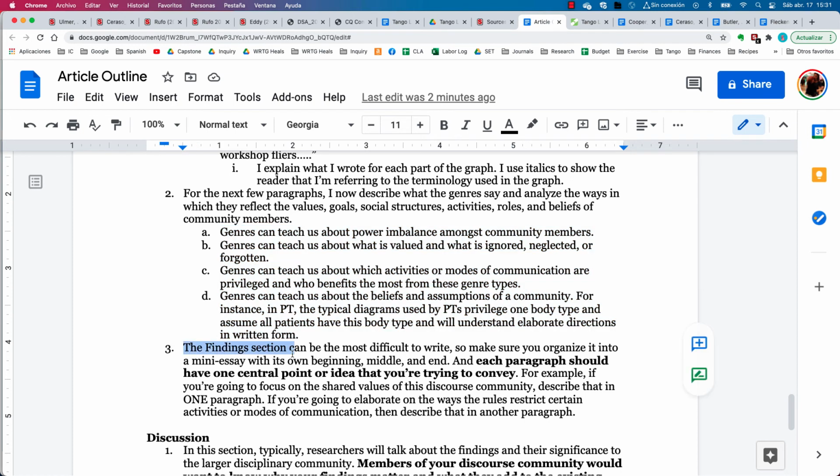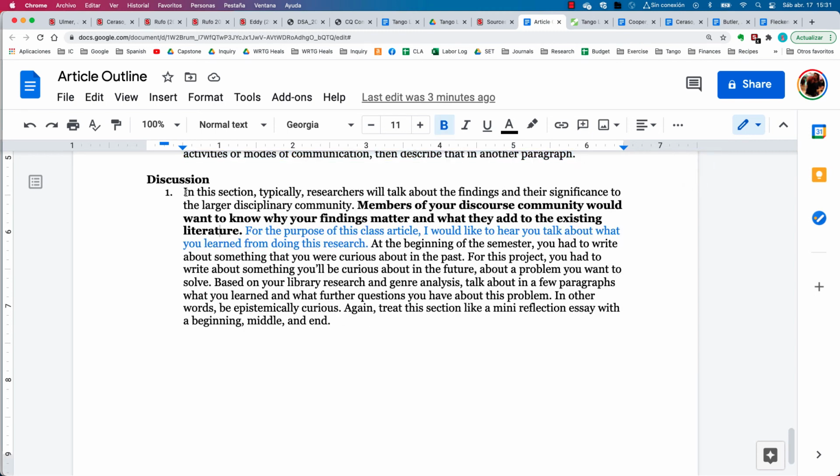The findings can be the most difficult to write, so make sure you organize it again as a mini essay with the beginning, middle, and end. And each paragraph should have one central point or idea that you're trying to convey. So, for example, if you're going to focus on the shared values of this discourse community, describe that in one paragraph. If you're going to elaborate on the ways the rules restrict certain activities or modes of communication, then describe that in another paragraph.